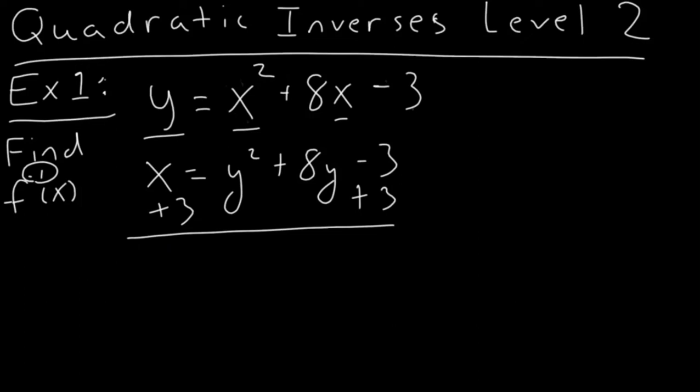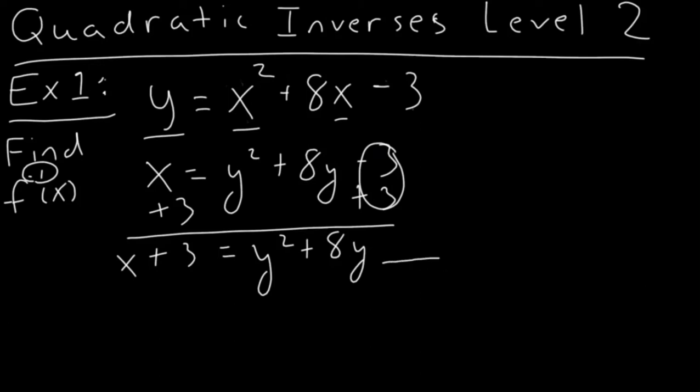Now, at this point, the x plus 3 can't combine. So we'll write x plus 3 equals, and I'm going to go ahead and circle that zero pair. It's gone. And you'll notice we're left over with y squared plus 8y, and we have no constant here.